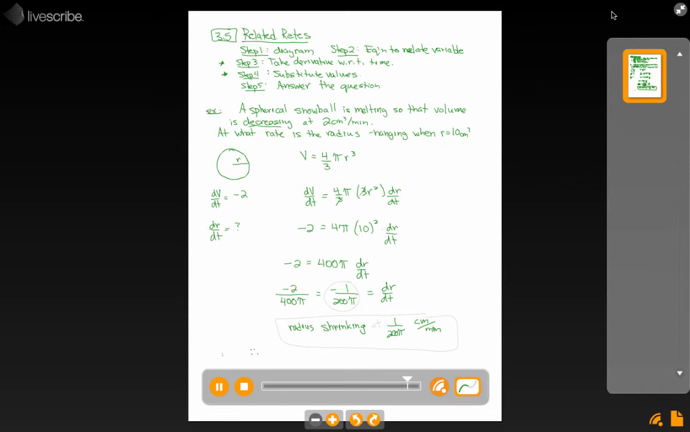Not a very big number. If you change that to decimals, it's quite small, but it makes sense given the situation that the radius is going to decrease a little bit and that'll cause the volume to actually decrease a bit more, which is the answer of 2. So negative 1 over 200 pi is the answer to this question. So we've done the 5 steps as I said above.